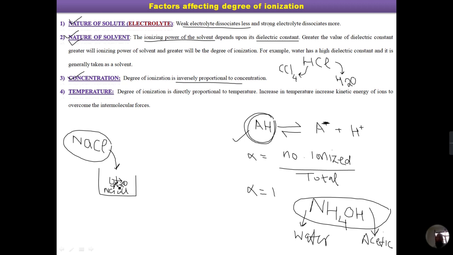So what will happen? That will actually affect the rate of migration. That will affect the conductivity. So the conductivity will go down actually.